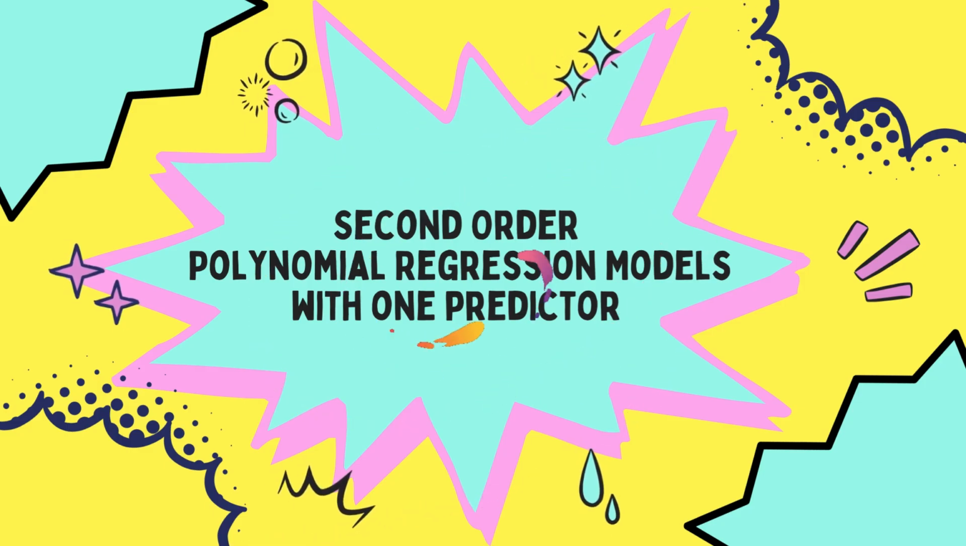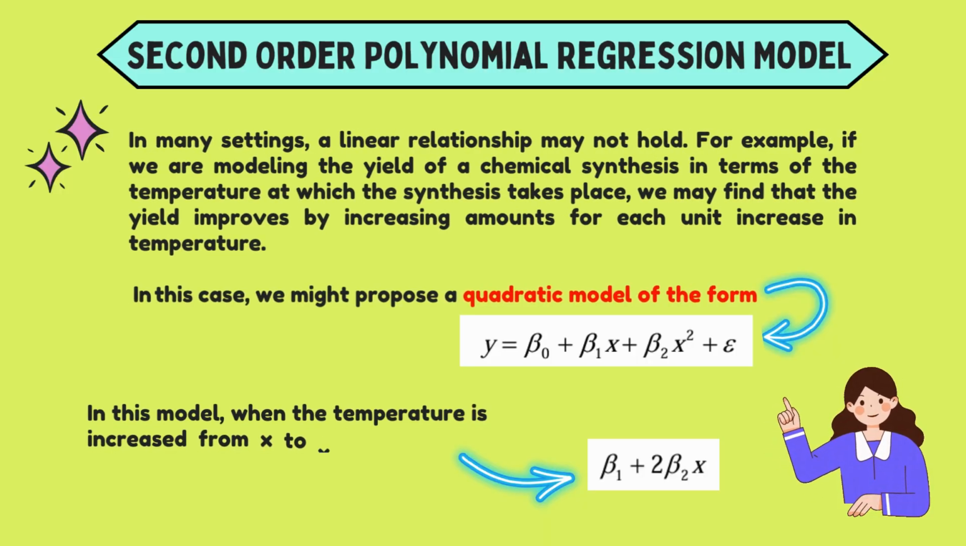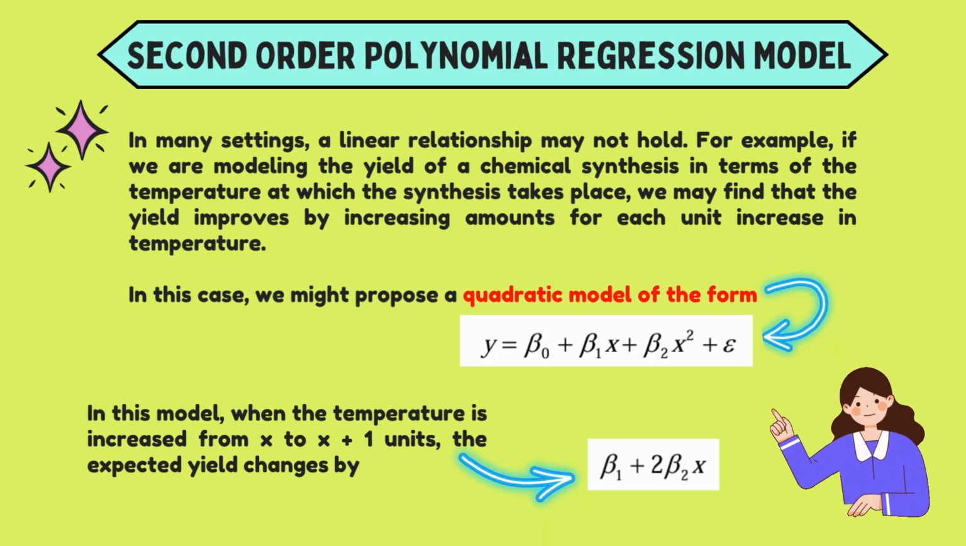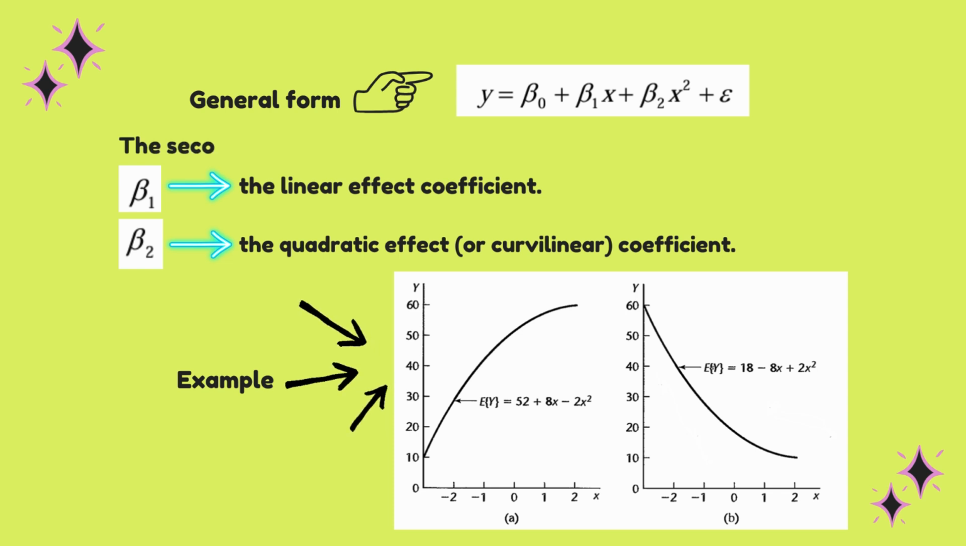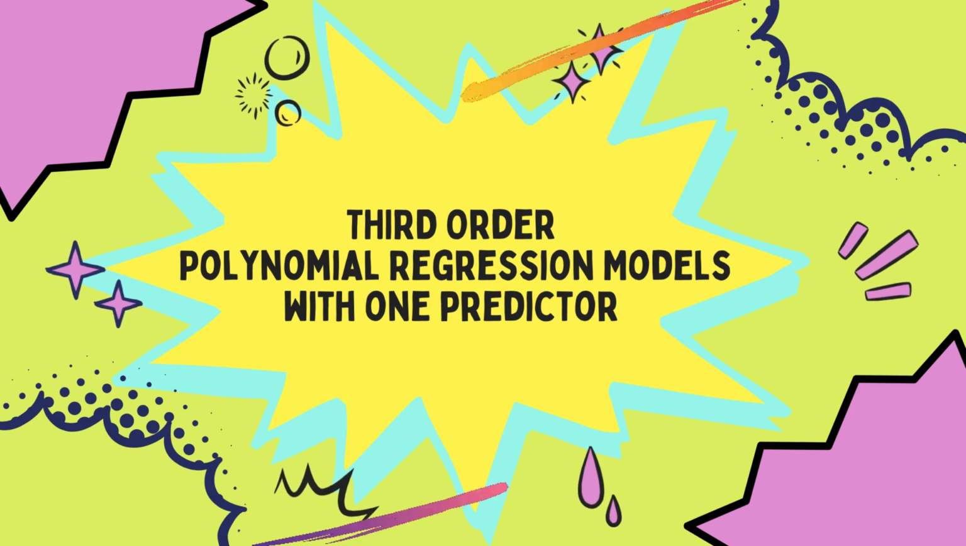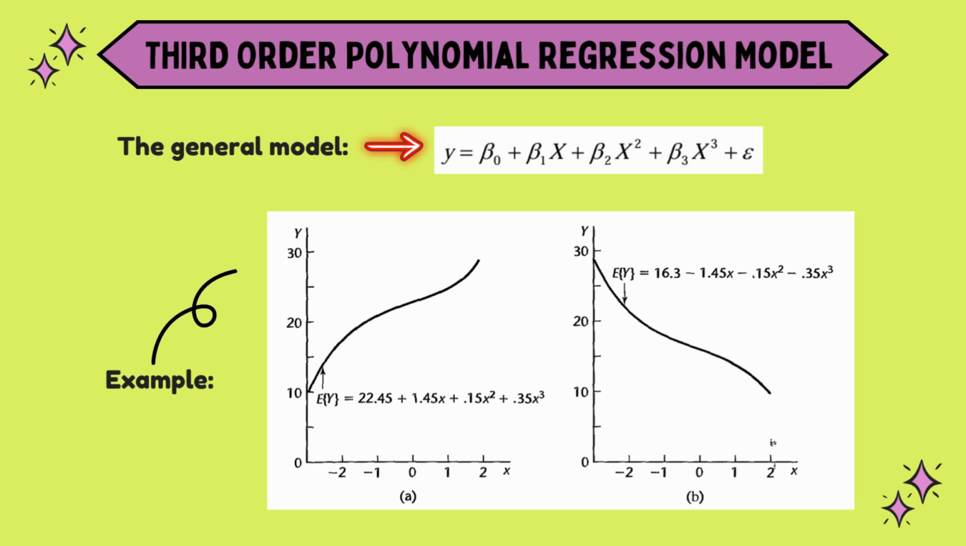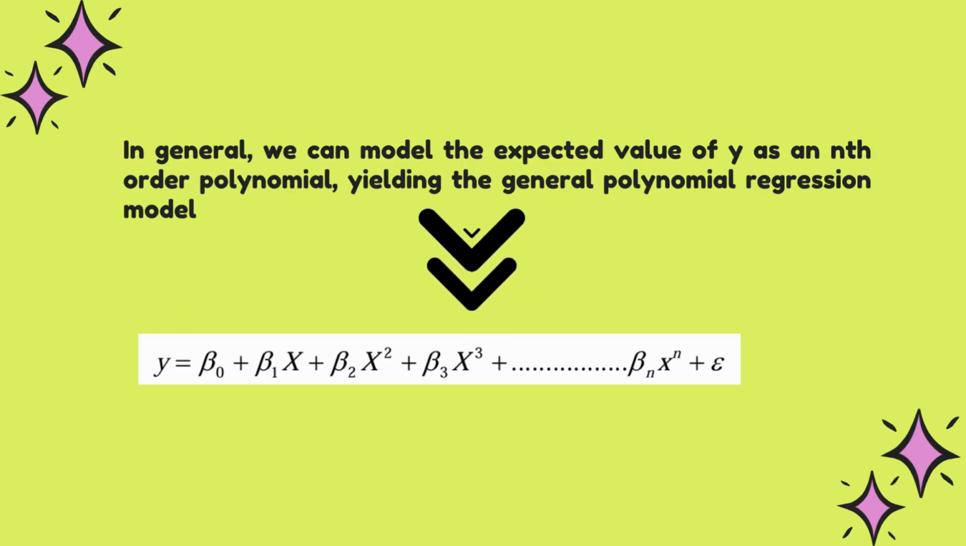The second-order polynomial regression with one predictor can be interpreted as follows. The quadratic model of x squared represents the second-order regression model. This is the general form of the second-order model with beta 1 as the linear effect, and beta 2 as the quadratic, or curvilinear, effect. Continuously, the third-order polynomial regression with one predictor can be interpreted as follows. The third order will have the linear effect, beta 1, quadratic effect, beta 2, and the cubic effect, beta 3.